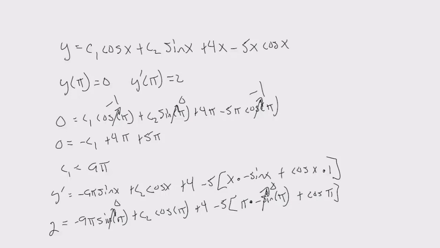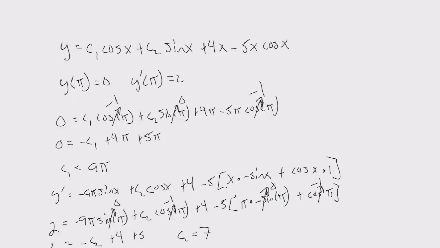And what are we left with? We're left with 2 equals, cosine pi is -1, so -1 there. So we're left with negative c2 plus 4 minus 5 times the -1. So that's plus 5. Sorry, that's not a 5 pi, it's just 5. So that means that c2 has to be 7.